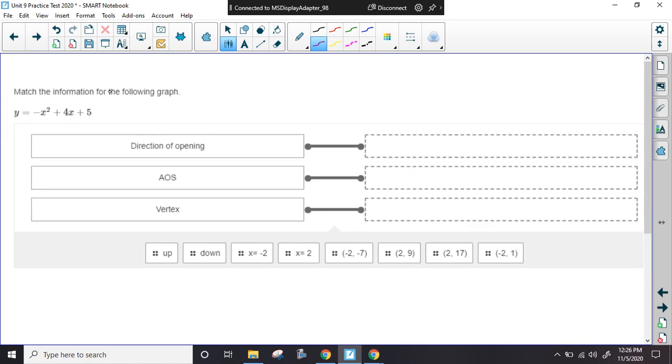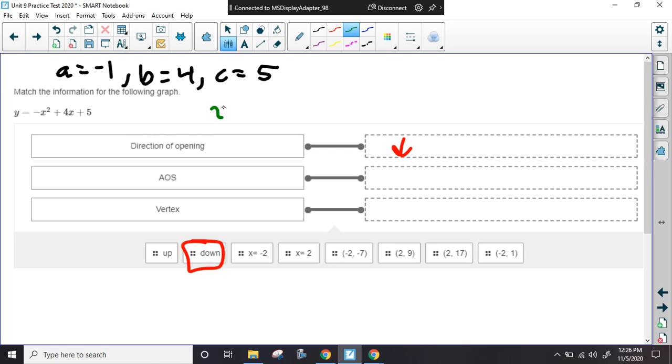All right, for this one, A is negative 1, B is 4, C is 5. Direction of opening: this is going to go down because A is negative. For our AOS, x equals, oh, you were saying the answer? I'm sorry. I know the answer, but I still have to work it out. Yeah, it is going to be positive 2. You're correct.